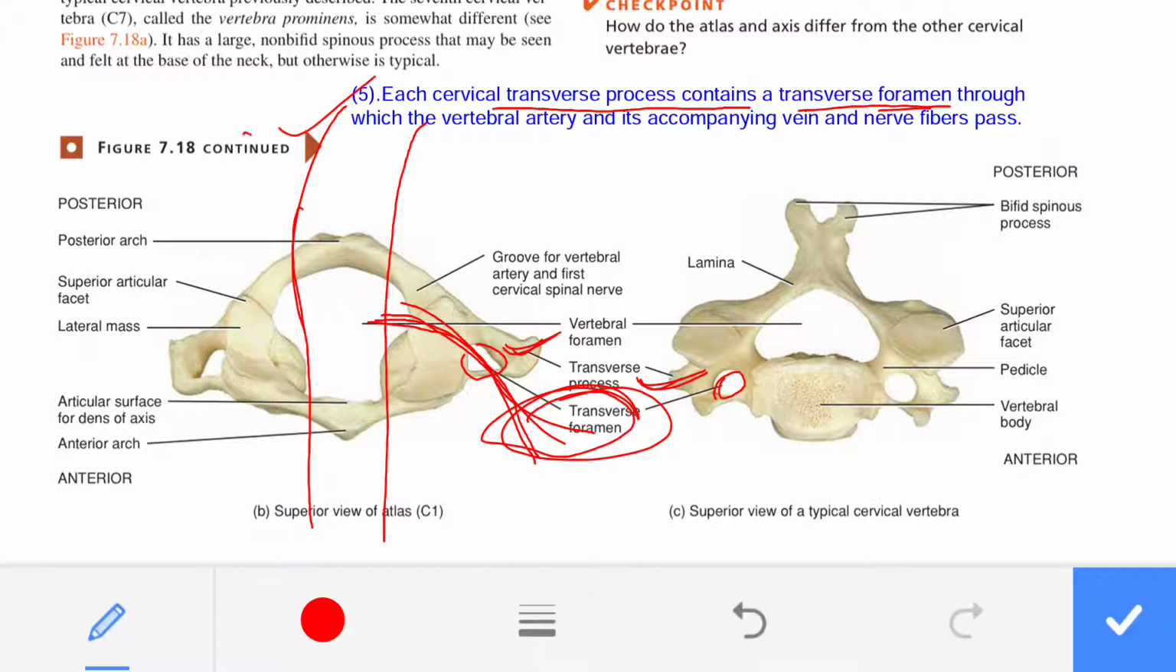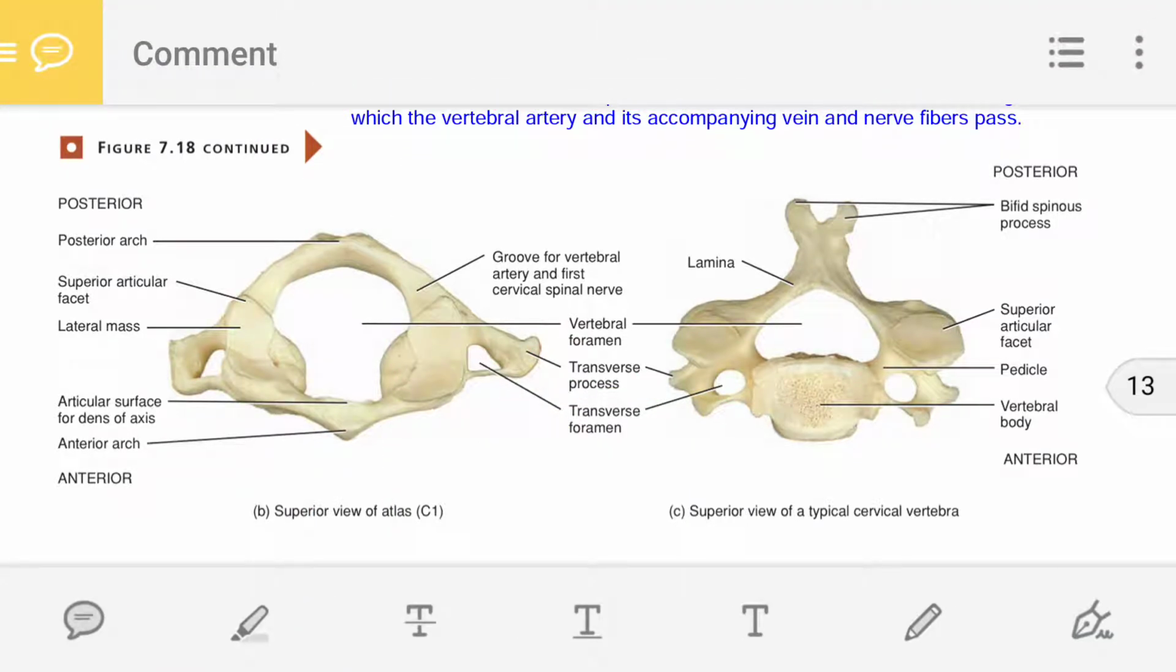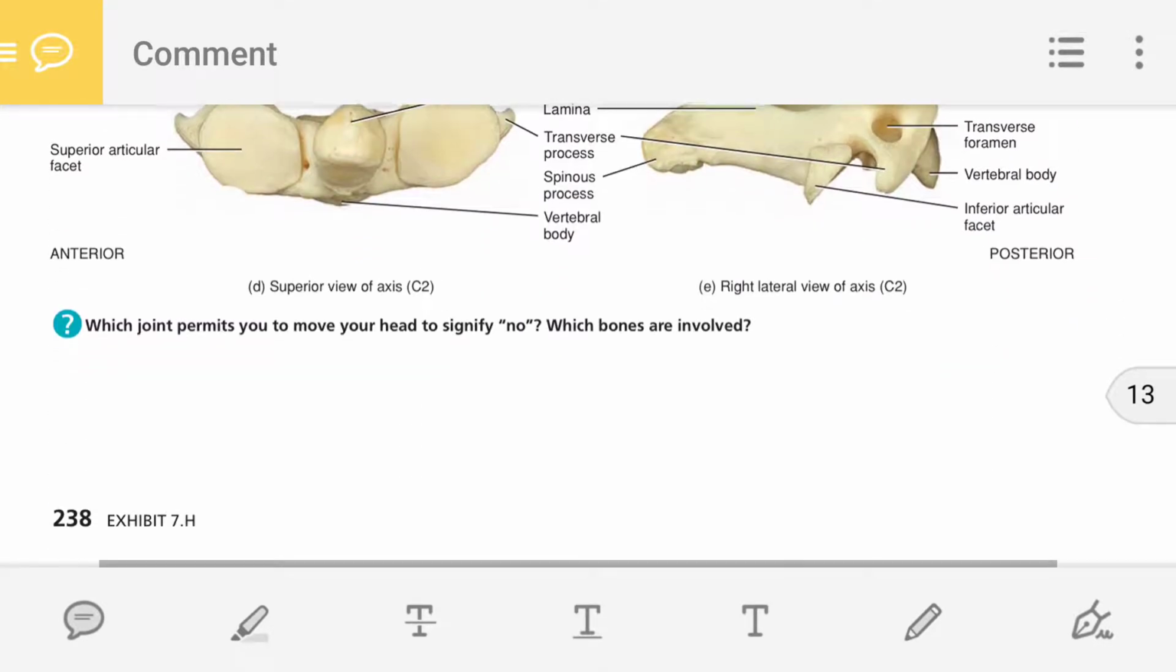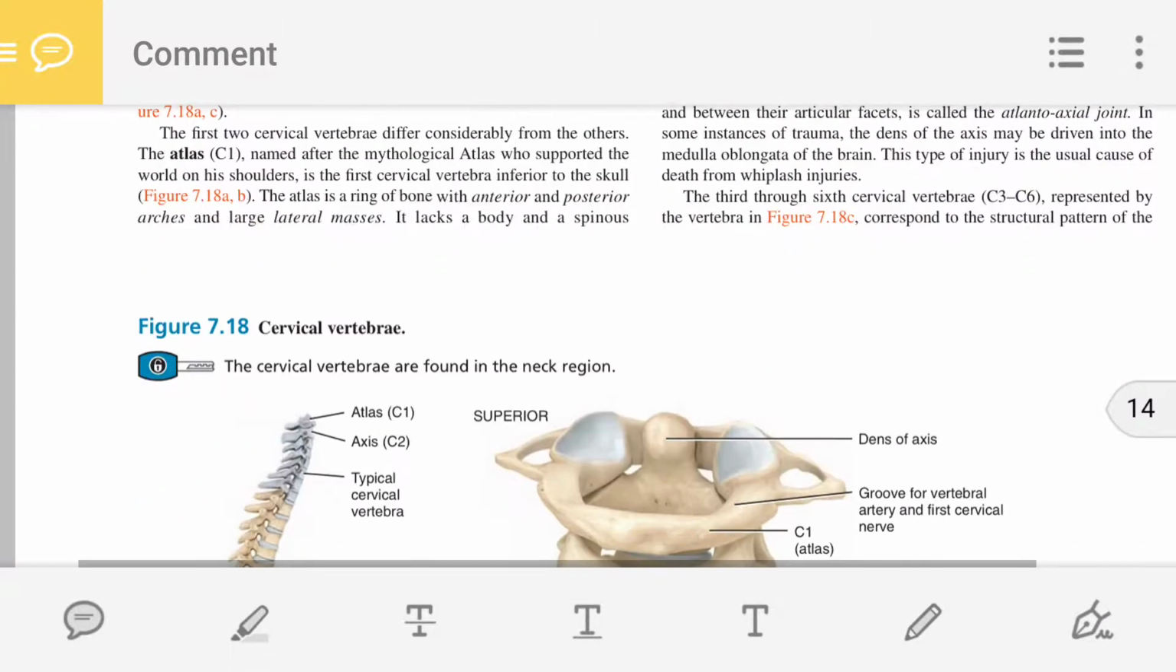So with this we have completed the fifth point of our discussion: how many transverse foramina are there, and what is the role of the transverse foramina? Now we are moving on to the sixth point of our discussion.